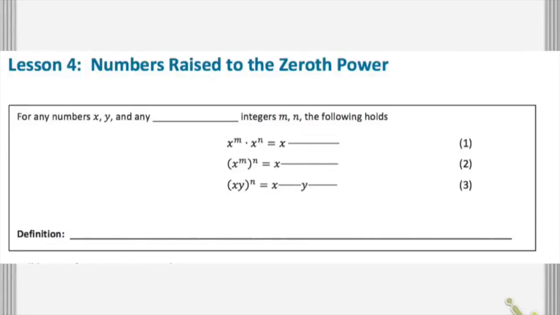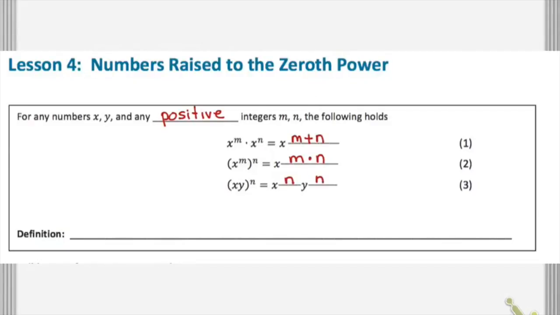So today we're looking at lesson 4, numbers raised to the 0 power. And you already know that when we're dealing with numbers x and y, any positive integers, so we've just been looking at positive powers, that we have x to the m times x to the n. And you know that when you're multiplying the same base, you just add those exponents. And when we're raising a power to a power, you multiply those exponents. And when you have two factors raised to the same power, you can just share that power.